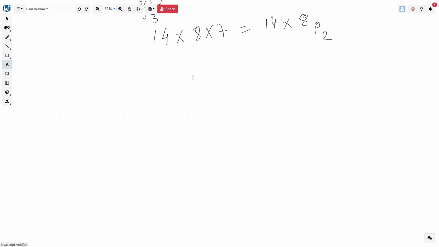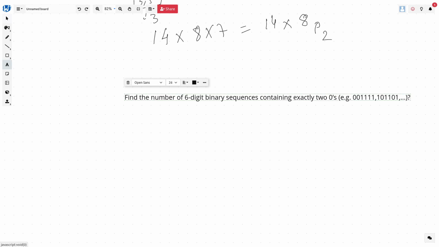Now let's try to move into slightly more complex problems. Okay, now let's look at this problem. We have this problem which states: find the number of 6-digit binary sequences containing exactly 2 zeros. So the binary sequence comprises of only 0 and 1. We are given examples like 0 0 1 1 1 1, 1 0 1 1 0 1.